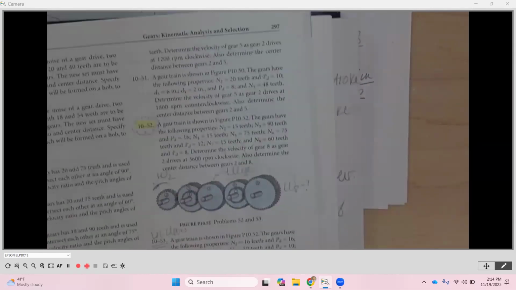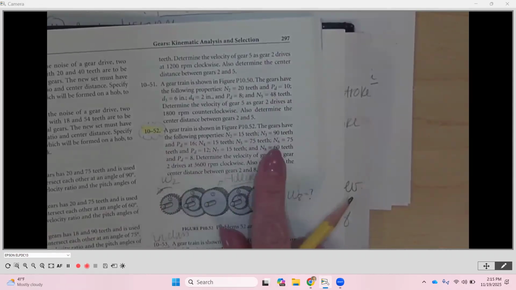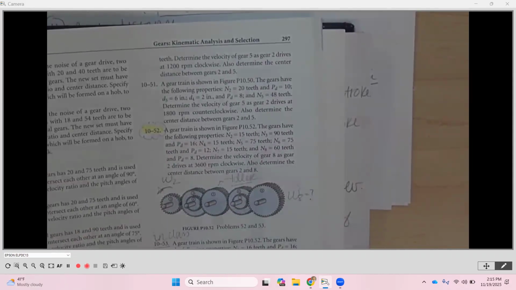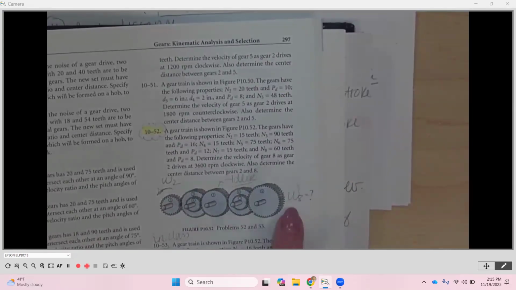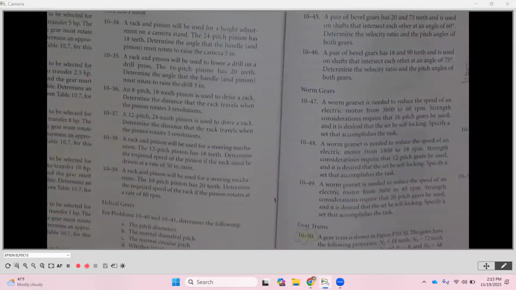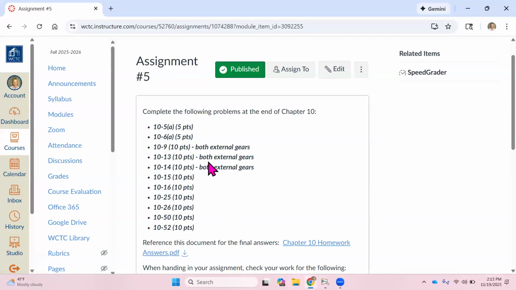And then number 52 is going to be just like the problem 10-53 that we did in class, but this time you have different numbers up here. And then again, don't forget about that idler there. So you're going to be finding what is the velocity of gear 8, so that's going to be W8. And then what is the center distance? Don't forget to identify the direction, so if it's clockwise or counterclockwise, and that negative in front of the velocity ratios is going to help you with that. Okay, so those are the problems for assignment number 5.